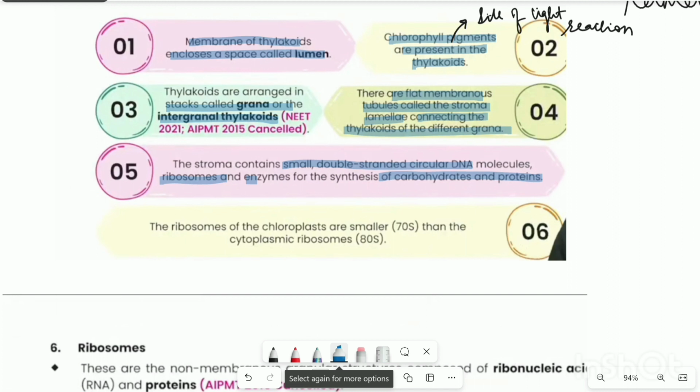And what are they doing? They are synthesizing the carbohydrates and proteins. These chloroplast ribosomes are smaller, 70S, than the cytoplasmic ribosomes, 80S.